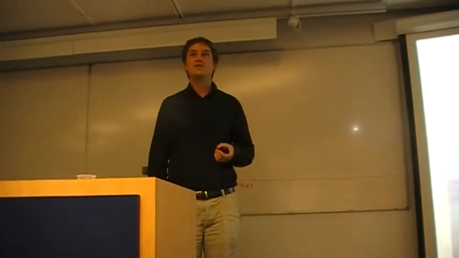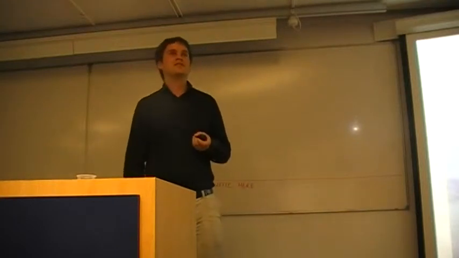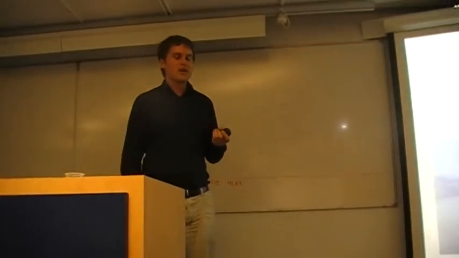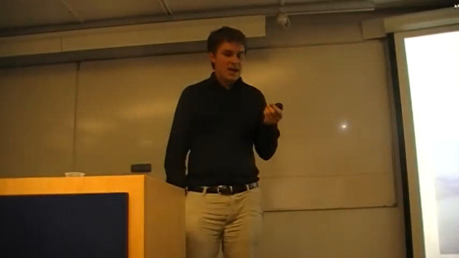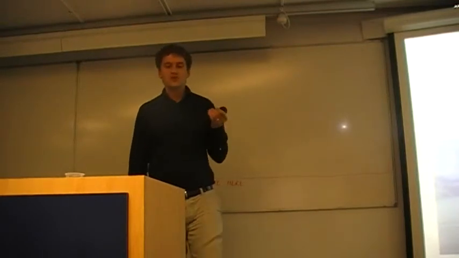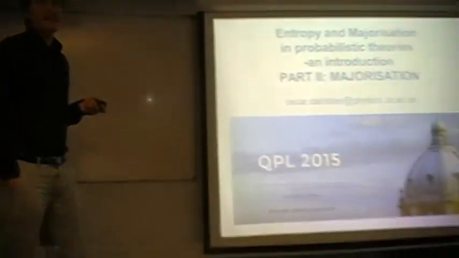So in the first talk, I went through entropy. Entropy is one way of quantifying the idea of randomness. But now we're going to talk about another related but distinct way of quantifying randomness. At first, at least for me, when I encountered this, I felt, oh, this is quite artificial or technical. But now I'm quite convinced, and I hope to convince you, that it's a very natural way of quantifying randomness. It's called majorization.